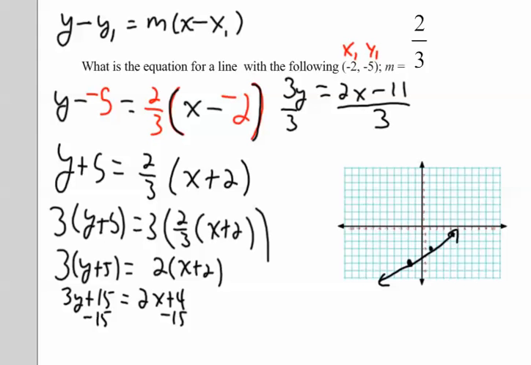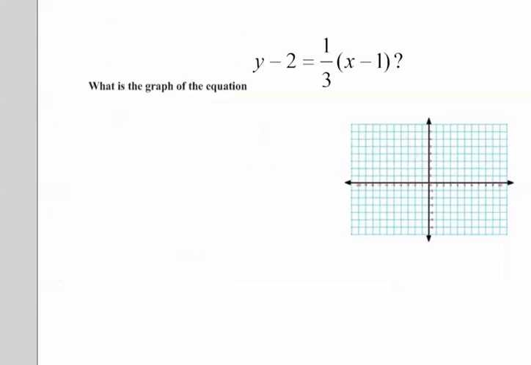Then I divide everything by 3. When I say everything, I mean everything. So I got y equals 2/3 x, which I already know is my slope, minus 11/3. So that's my equation, and that is in slope-intercept form. Pretty simple, nothing too crazy. Let's see if we can do this.